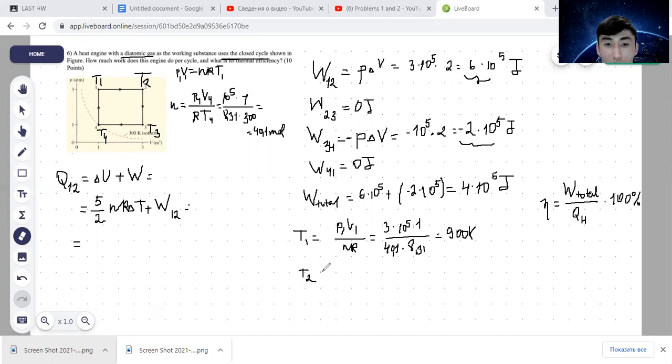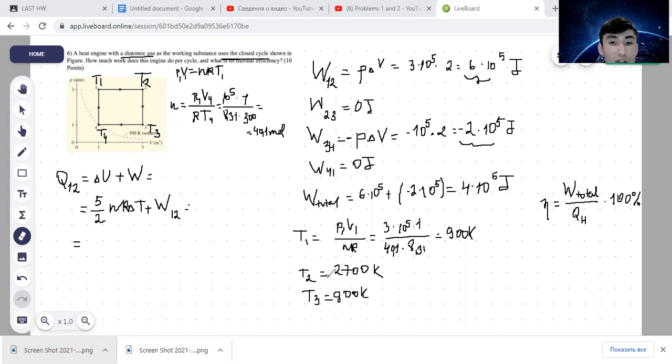T2 is also similar to this equation. Only here we change P to V2. So let's not waste time. Let's write immediately the result of the calculation. Here it will be 2700 Kelvin. T3 is also similar. Here it will be 900 Kelvin. And T4 is given initially.